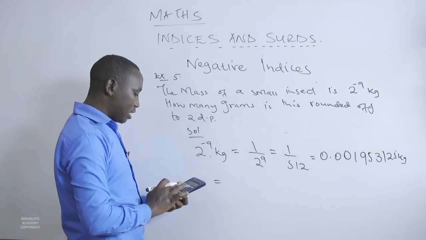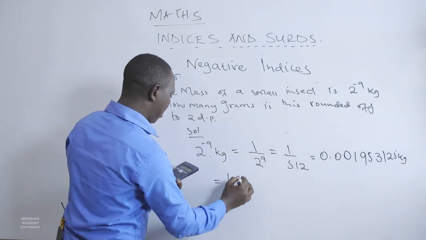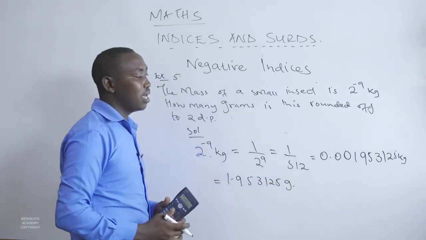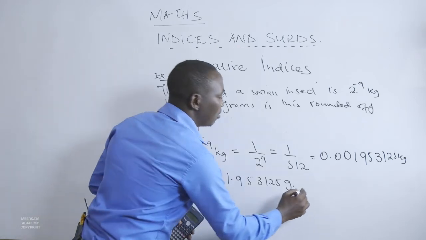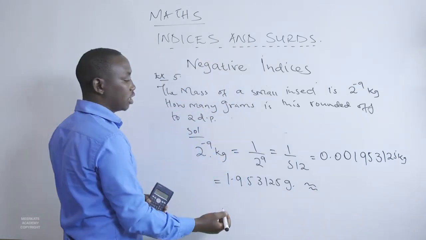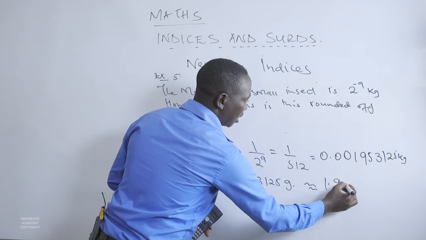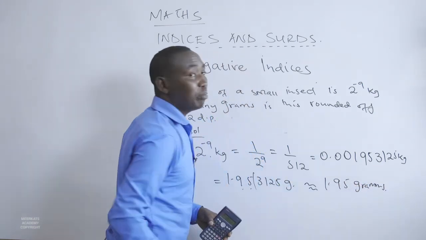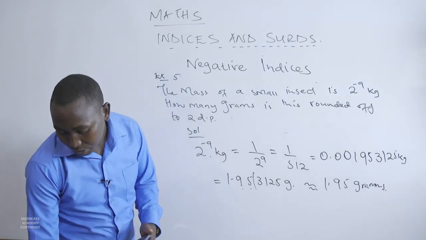And when you multiply that by 1000, you will get 1.953125 grams. We are required to round it off correct to 2 decimal places, and therefore this will be approximated to 1.95 grams. So that particular insect weighs 1.95 grams.